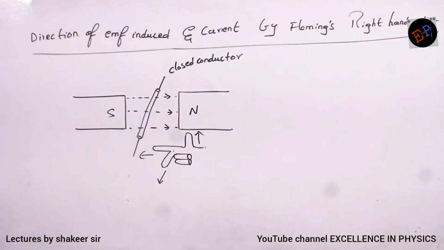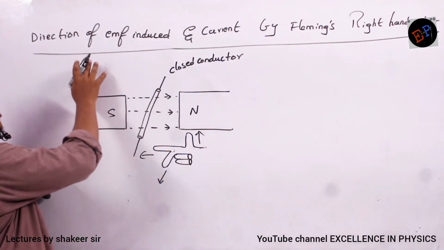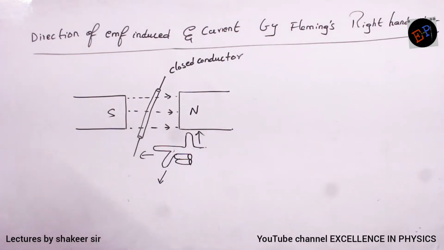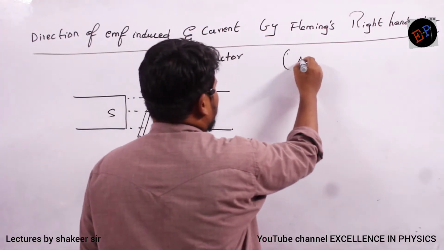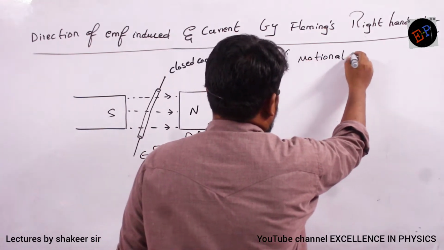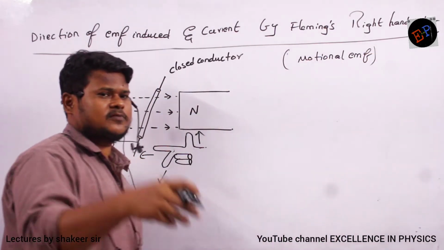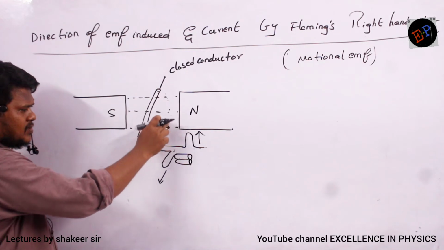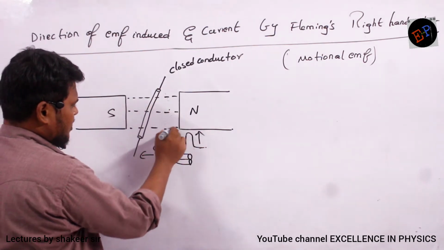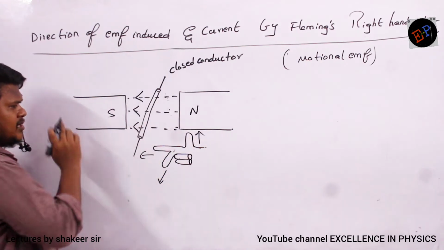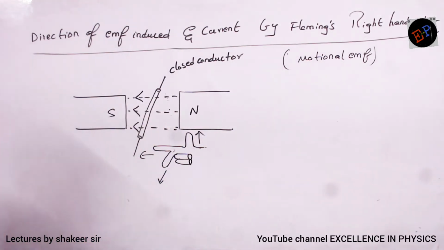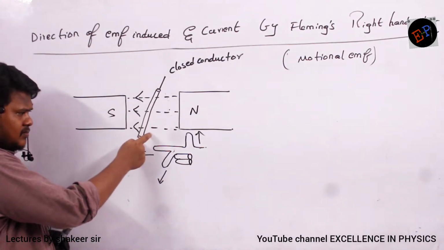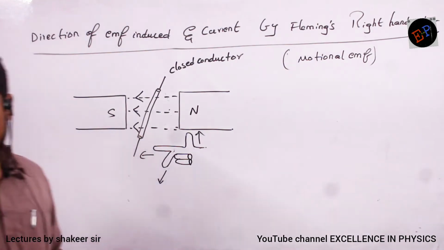Now here we are trying to find out the direction of induced EMF and the direction of current by using Fleming's right hand rule. In which concept are we using this? In motional EMF. Motional EMF means when a conductor cuts the flux. Clear? Here, these are the two magnets and this is the direction of the magnetic lines. They travel from north to south. Now inside this magnetic field we are placing a conductor, and how do I have to move this conductor so that it can cut the flux?